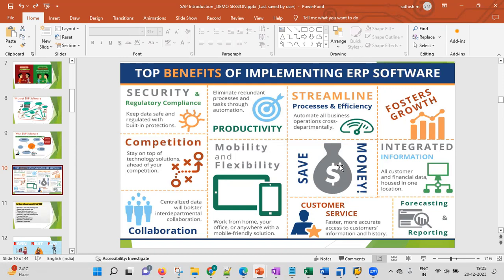So collaboration is easy for you, right? You can see centralized data. When there is centralized data, there is interdepartmental collaboration. Interdepartmental means for every department there is proper collaboration. Instead of going here and there, if you go to one place, you will find everything. So that is a centralized location.